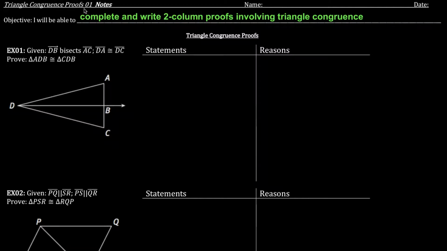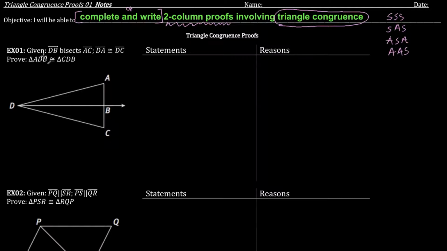All right, so in this lesson, we are going to complete and write two-column proofs involving triangle congruence. So basically, we're going to show that two triangles are congruent using a two-column proof. In order to do this, we're going to use the triangle congruent postulates. So we're going to use side, side, side, side, angle, angle, side, angle, and angle, angle, side.